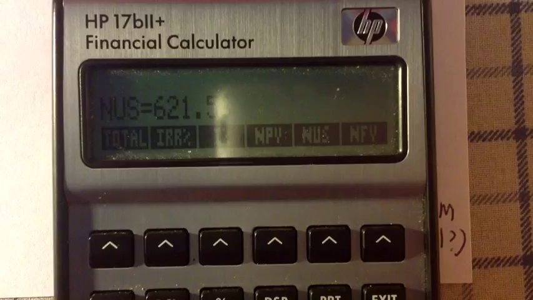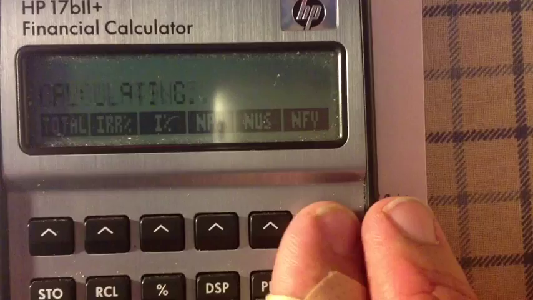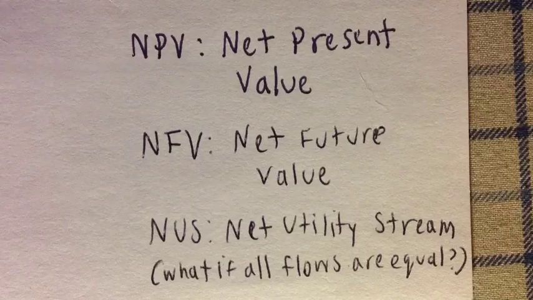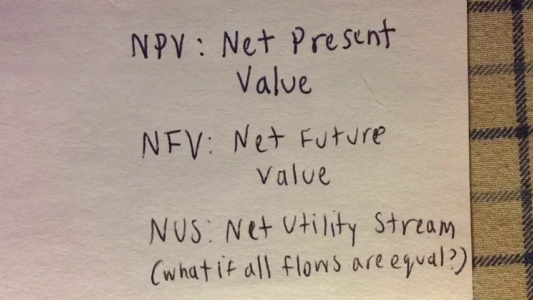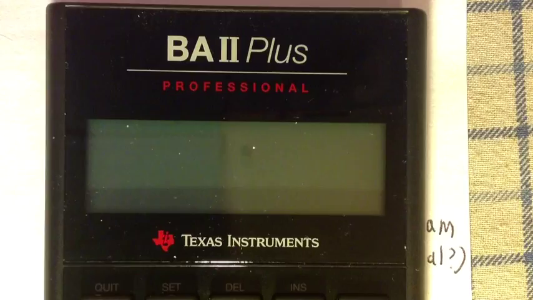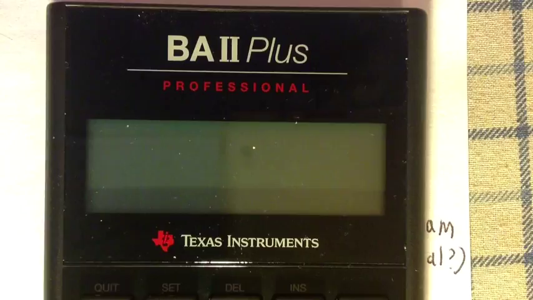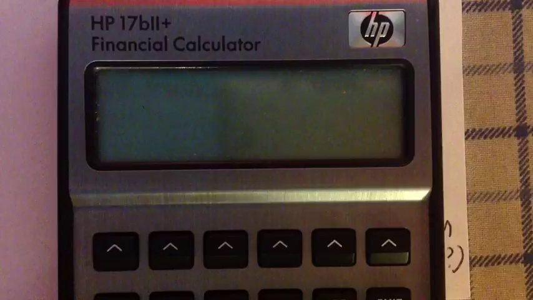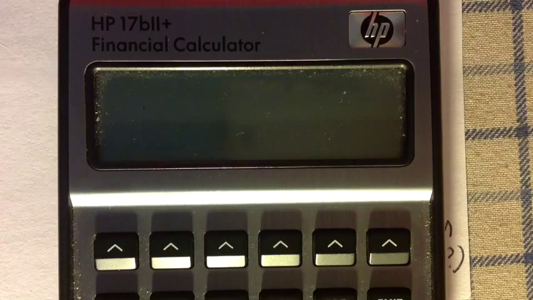The HP 17B2 Plus has both net future value and net utility stream. Most financial calculators will calculate net present value. There are some advanced financial calculators, such as the Texas Instruments BA2 Plus Professional, that will calculate net future value automatically. And then you got from Hewlett-Packard, the HP 17B2 Plus, that calculates both net future value and net utility stream automatically.